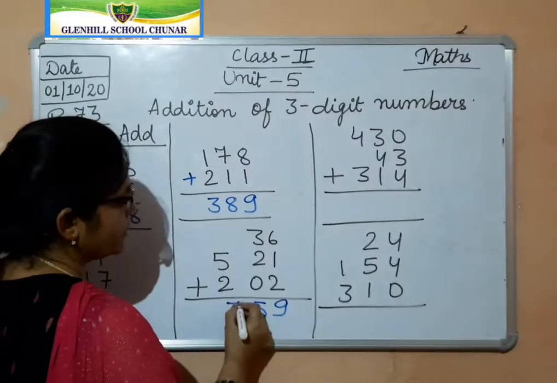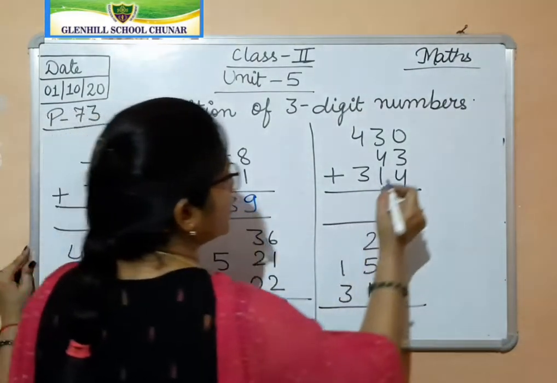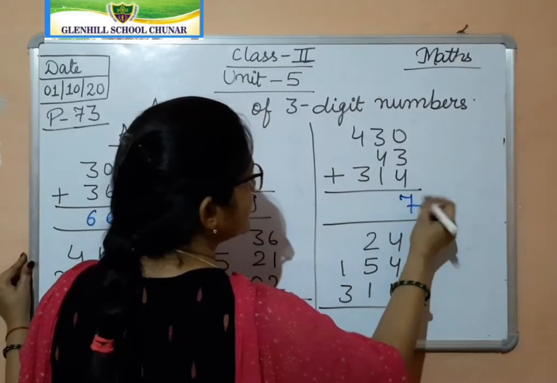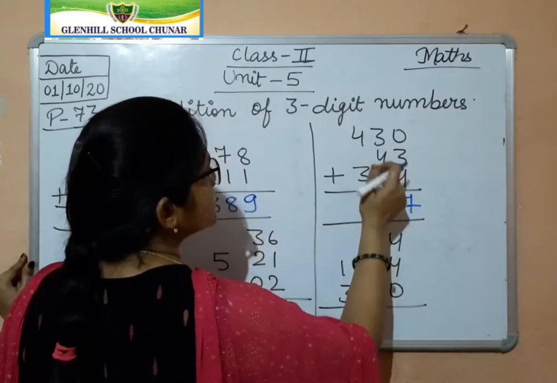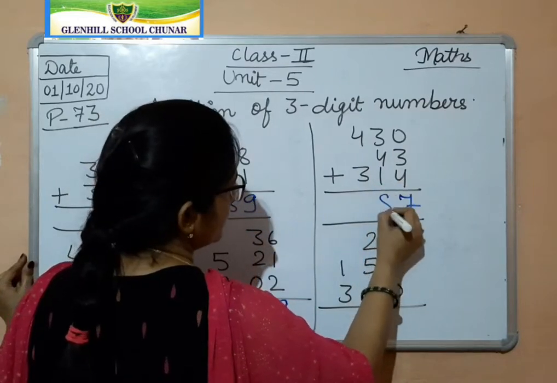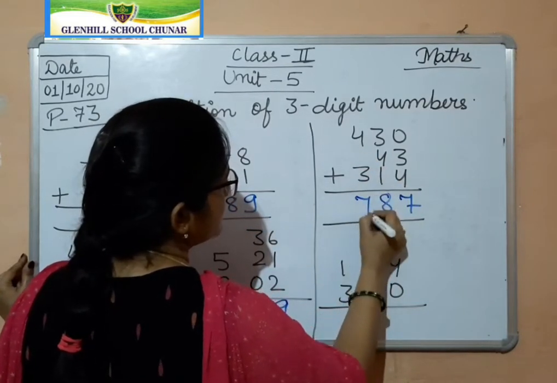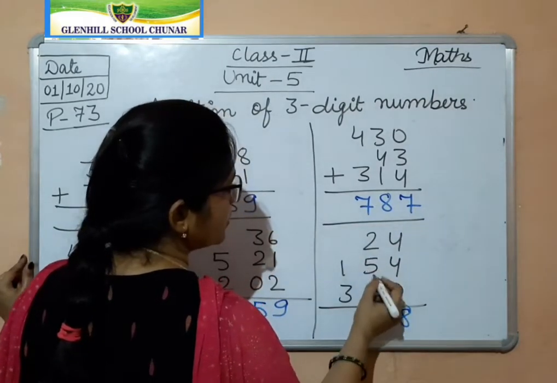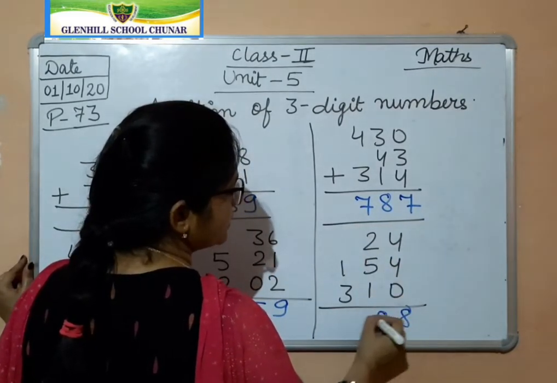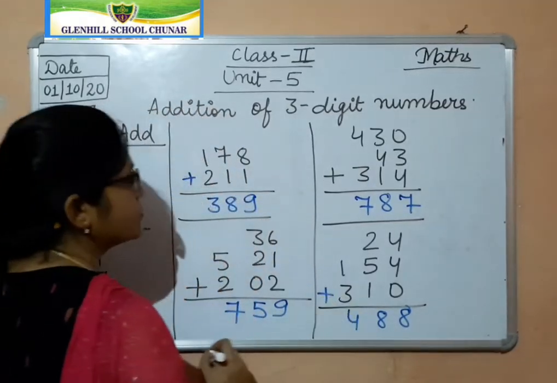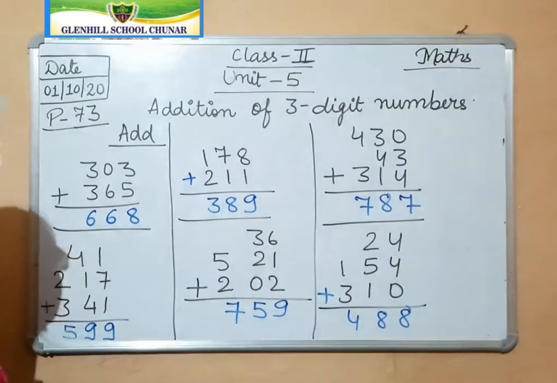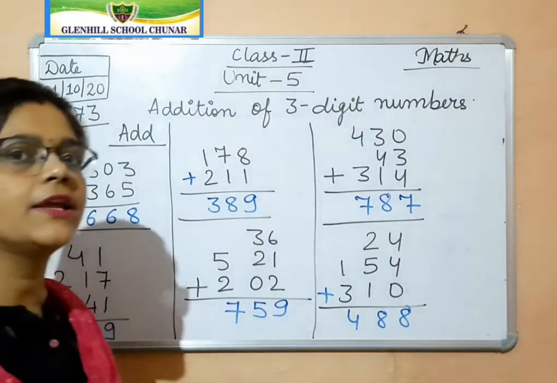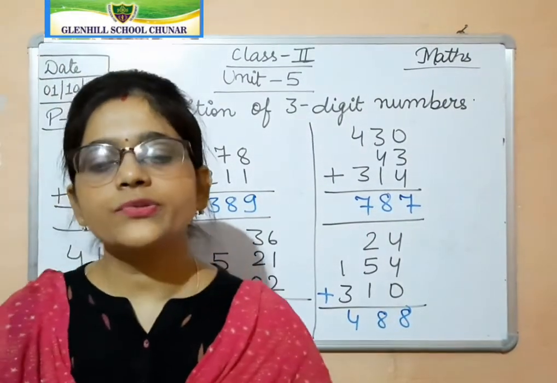Now 5 plus 2 is 7, okay. Now 3 plus 4 and 0. So 3 plus 4 is 7 and 0 means nothing. 3 plus 4, 7 and 1, 8. And again here 7, okay. 8, 7 and 1, 8 and then 4, okay. So again you have to do this one from page number 73 in your book as well in your copy, okay students. So do it.